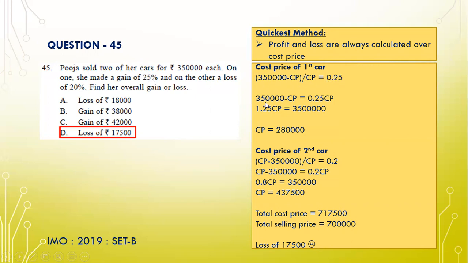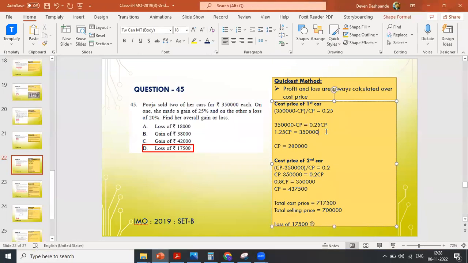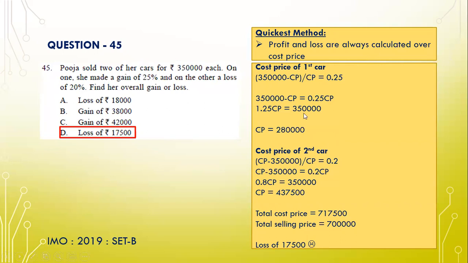So 3,50,000 minus cost price, upon CP, is 0.25. When CP goes there, it will be multiplication, 0.25 CP. When minus CP goes there, it will be plus CP. So CP plus 0.25 CP is 1.25 CP is 3,50,000, isn't it? So what is CP? 3,50,000 upon 1.25 is 2,80,000. Now let's calculate the cost of second car.